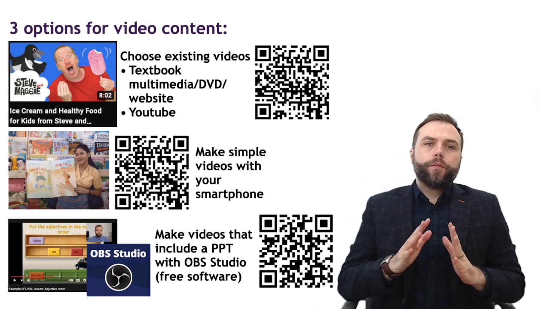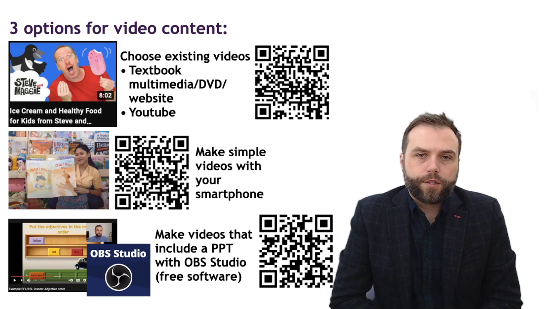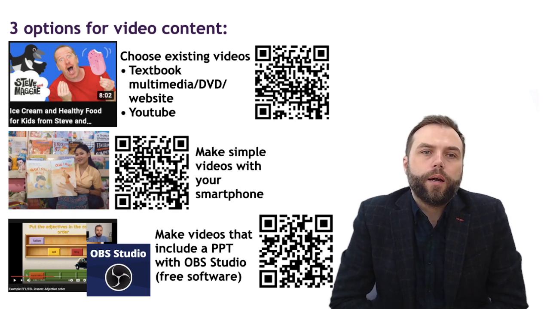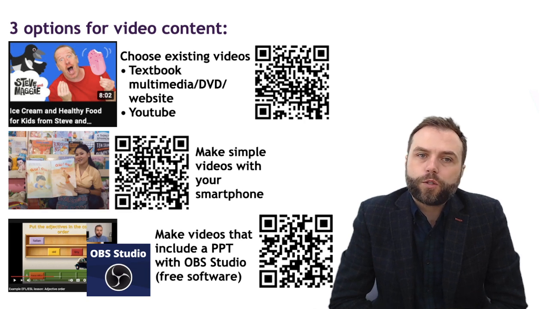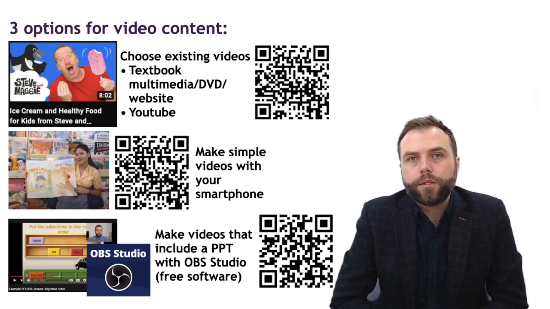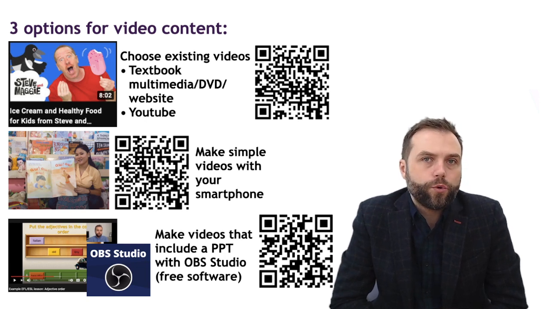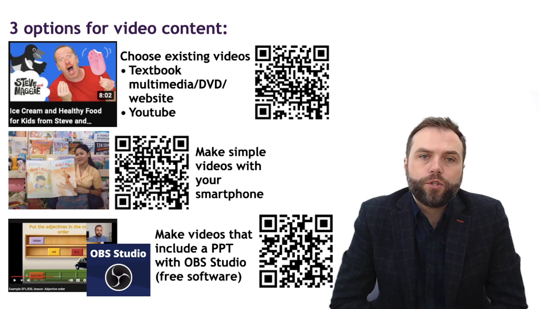Okay, so we looked at 3 different options for video content. The first one is to choose existing videos, for example, textbook multimedia, DVD, website, or YouTube. So we can find content that already exists and use that content in terms of blended learning by giving those videos as homework. The second option is to make simple videos with your smartphone.